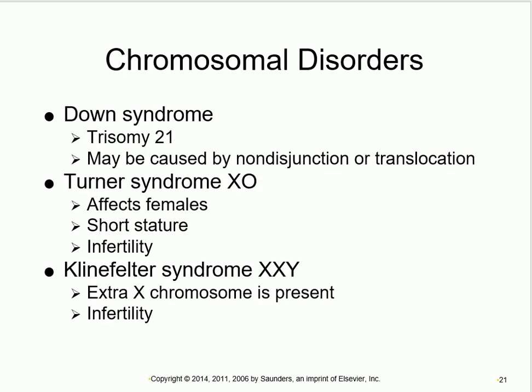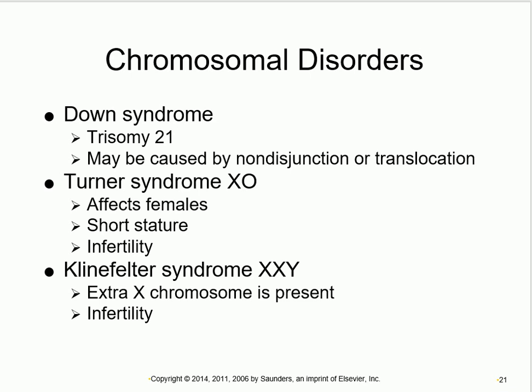And chromosomal disorders that we should discuss: Down syndrome, which is trisomy 21, and trisomy, what does tri mean? 3. So this is the nondisjunction that I talked about, right? Number 21 doesn't have 2, it's supposed to be 2. You have 3. So you end up having Down syndrome, nondisjunction, sometimes translocation.